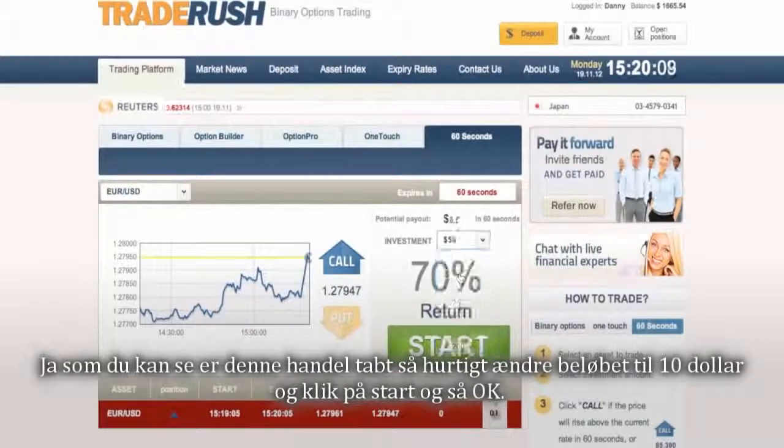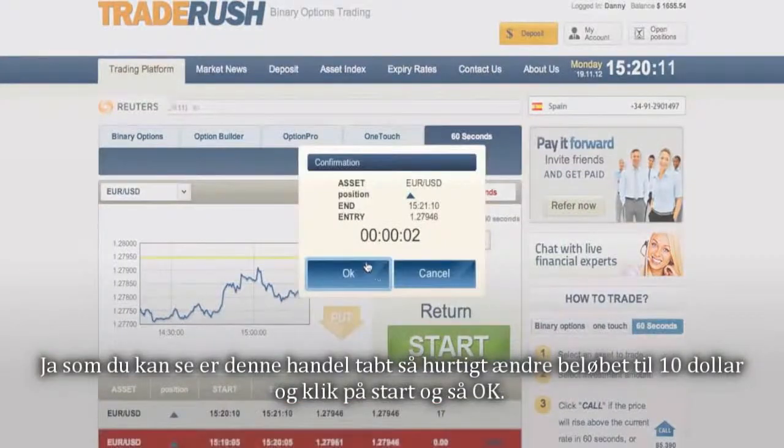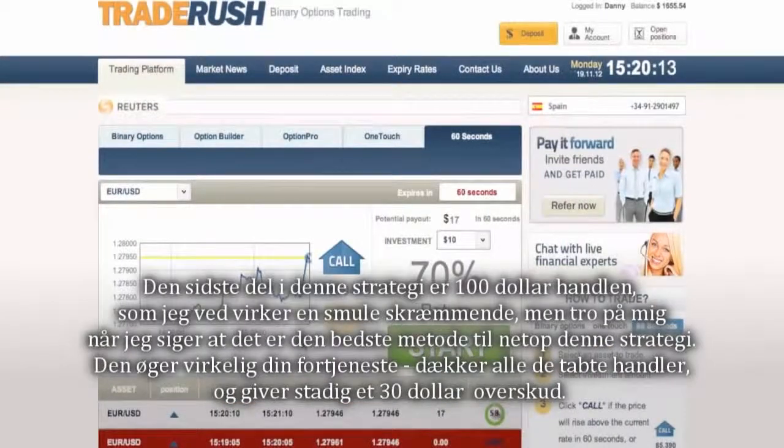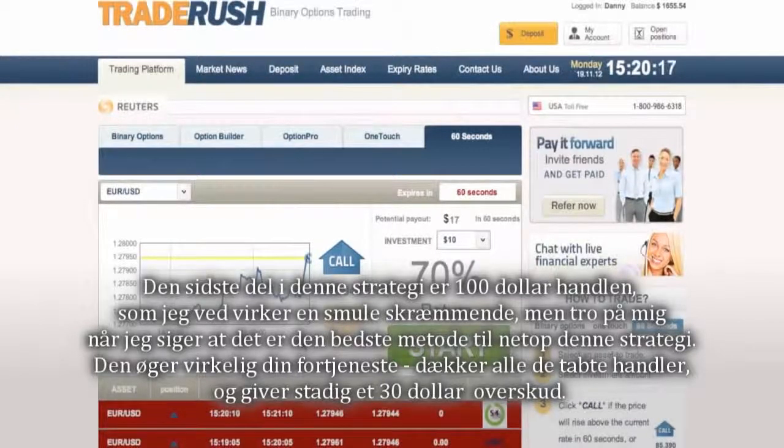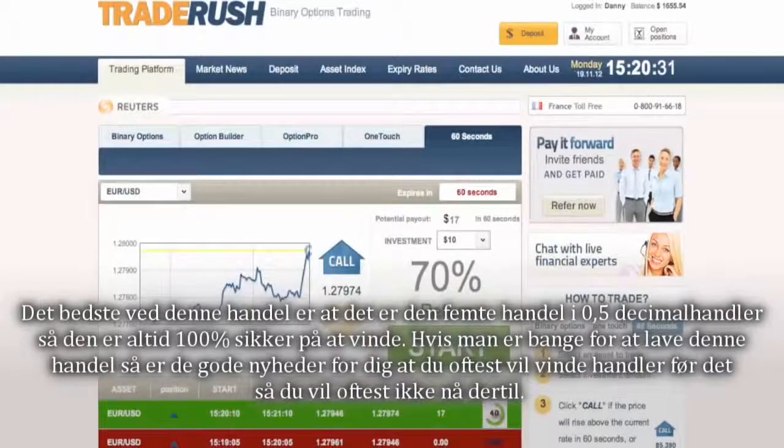So quickly put on the $10 trade, hit start, hit OK, and we're off. Now, the last step of the strategy is the $100 trade, which I know seems a bit scary, but believe me when I say that it is the best trade in this particular strategy. It really boosts your income since it covers all of your losses and still gives you a $30 profit. And the great thing about that trade is that it's the fifth trade on the 0.5 decimal base, so it's always 100% guaranteed to win.